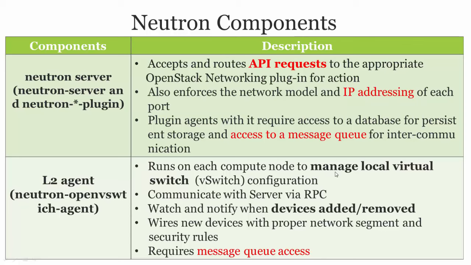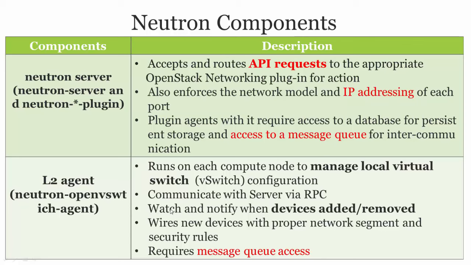Using this L2 agent, we need to manage the local virtual switch configuration. We normally call it vSwitch. In this video, I will use OpenvSwitch. And the L2 agent communicates with the server. Server means the Neutron server, via RPC. RPC means this kind of message queue service.